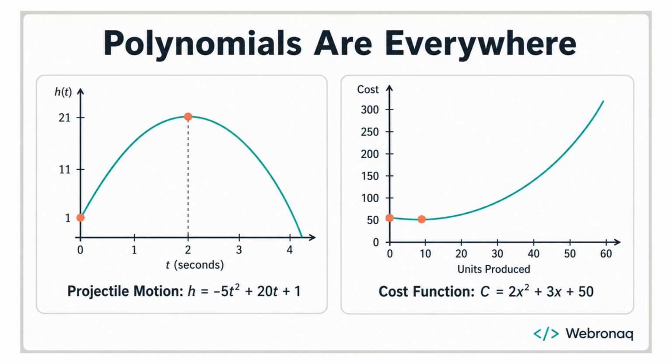What do a ball flying through the air, a company's cost curve, and a roller coaster shape all have in common? They can all be described precisely by a polynomial. Before we define what a polynomial is, I want you to see why it matters.